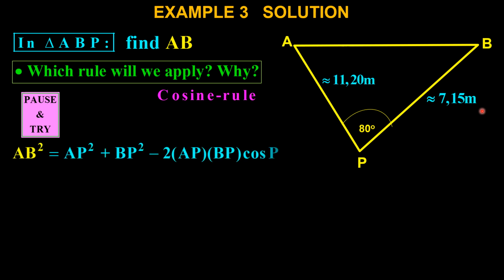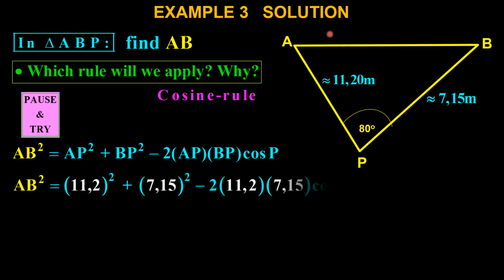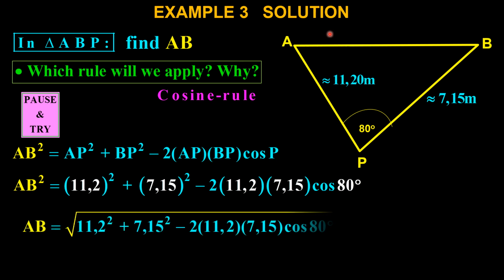Okay, so there we've got our cosine rule. AB squared will be AP squared plus BP squared minus 2 times AP times BP, and AB is opposite angle P, so I need cos of P. Remember, they need to match. The angle P will match with the side opposite angle P. Let's do the substitution, and there we substitute those measurements as given there. AP is 11,2, BP is 7,15, and because we want AB, we find the square root.